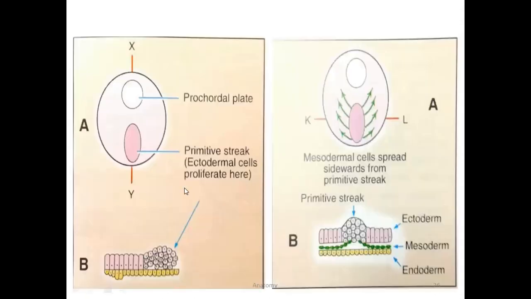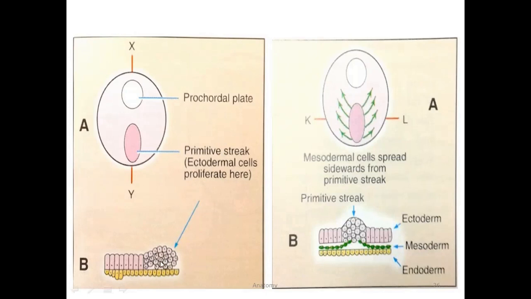The same explanation we can see with the diagram. So this is the procaudal plate, already we know it. Now this is the primitive streak. So ectodermal cells proliferate here. You can see the sagittal section, this XY plane. So these ectodermal cells toward the tail end proliferate and multiply, giving an excessive number of cells here, forming columnar cells after proliferation. This area we call the primitive streak.